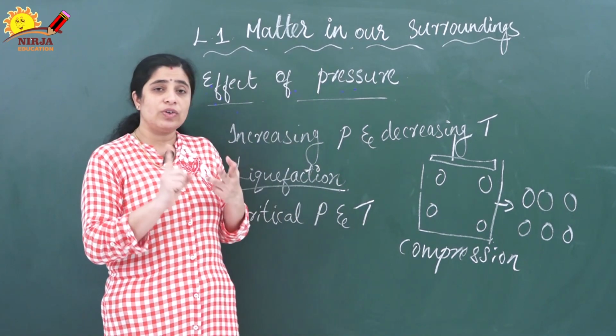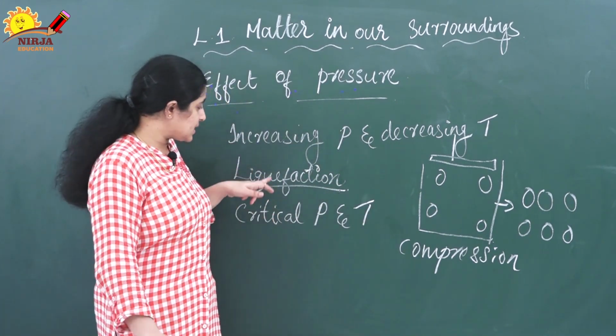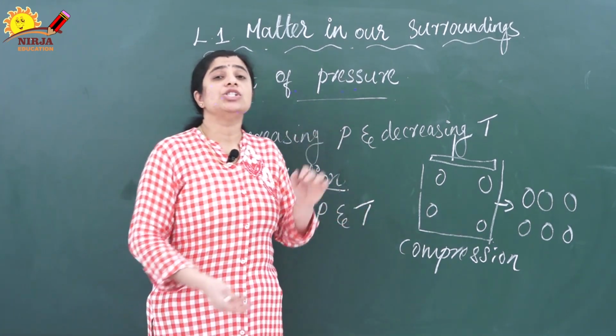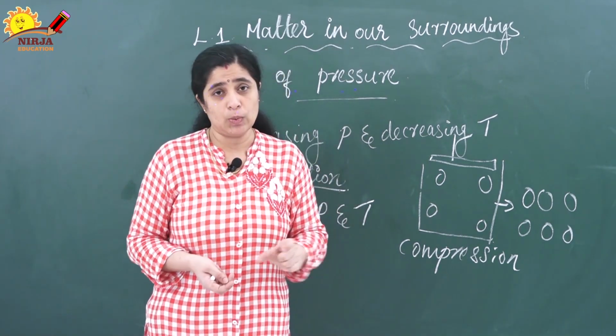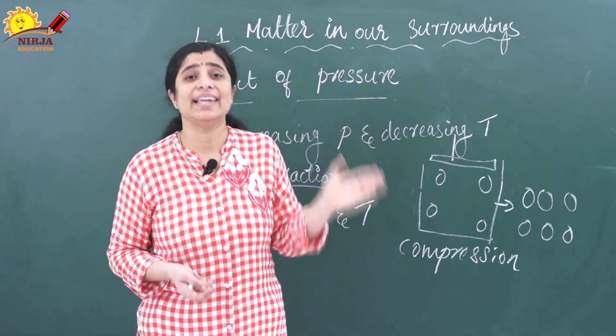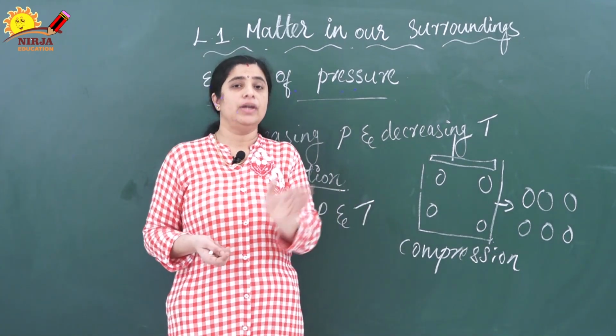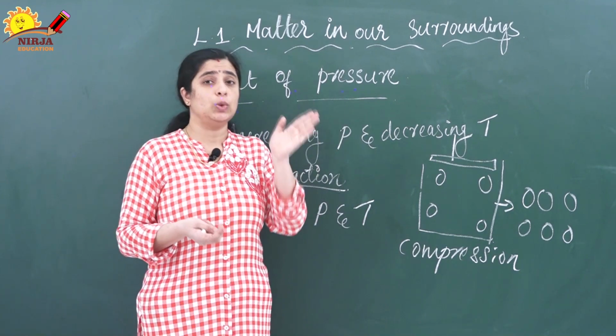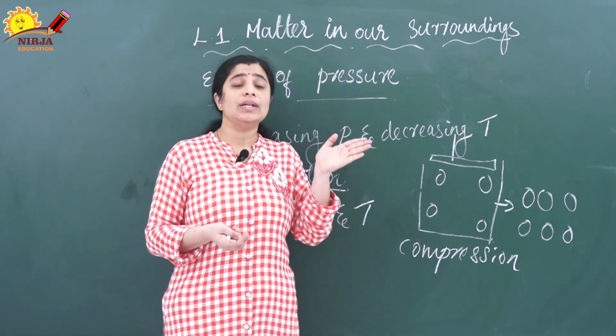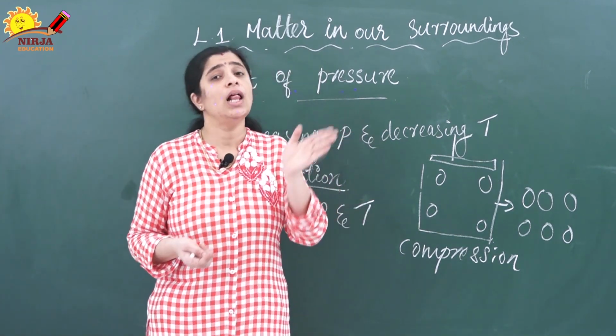In this case, we will discuss two terms, that is critical pressure and critical temperature. Critical pressure is the pressure at which we can convert a gas to a liquid.